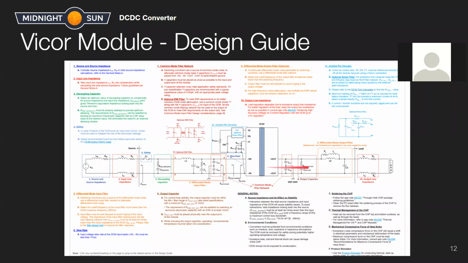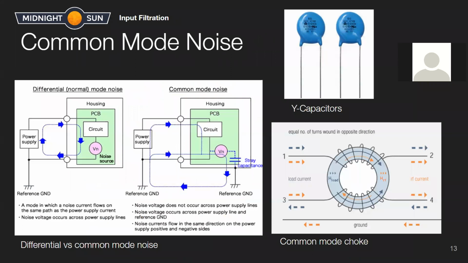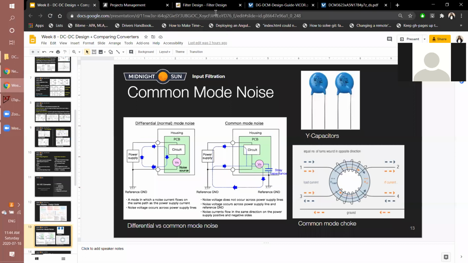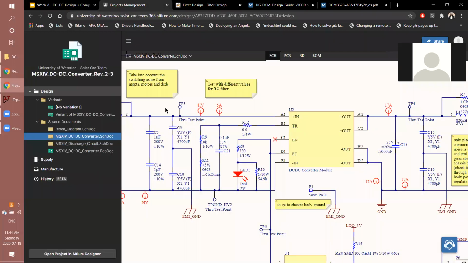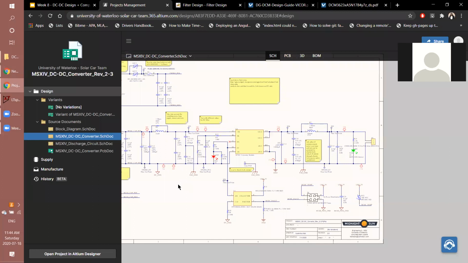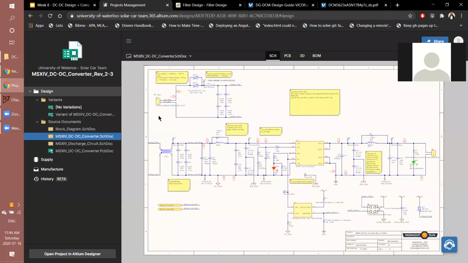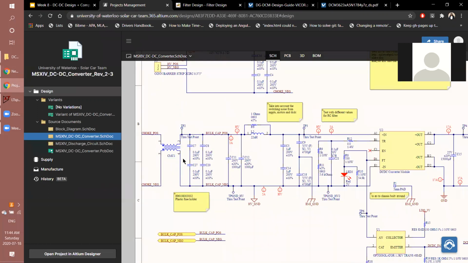So Vicor gives us this extremely detailed design guide. And so the majority of the board was just reading through the design guide and deciding what we needed to keep. And so the rest of the slides have been validated by either the design guide or the data sheet. So common mode noise. Let me start by actually looking at the DC-DC converter. So here are the schematics. I'll get to this section later in the slides, but I was thinking we could just linearly go through all the components. So we start with our common mode choke.